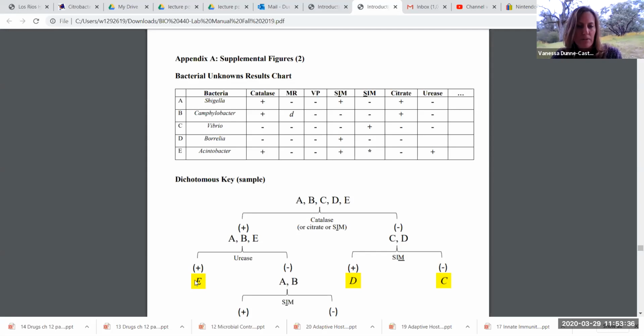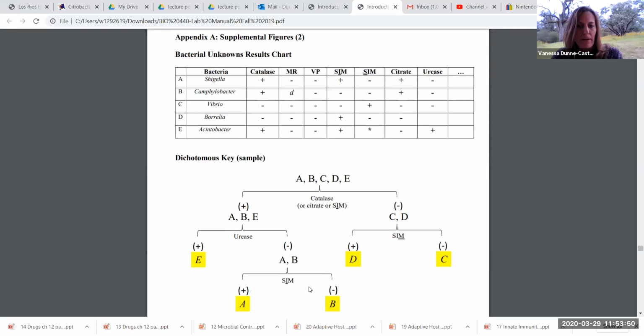You don't need to show any more testing for E, but for A and B, you need 1 more differentiating test. And again, going back up here, you could use indole, and that's it. So in this case, there's only 1 test that could be used. And so indole is put here, 1 is positive, 1 is negative, and your key should look like this. There really should only be 1 test at each of these branch marks as you go along the way.